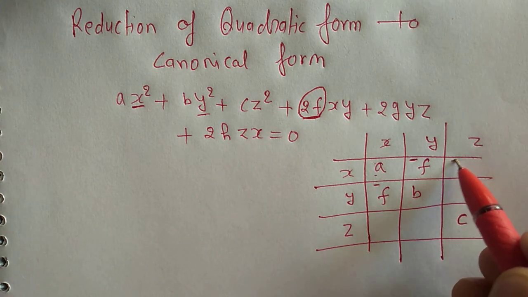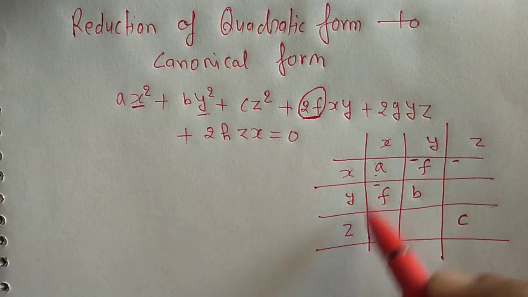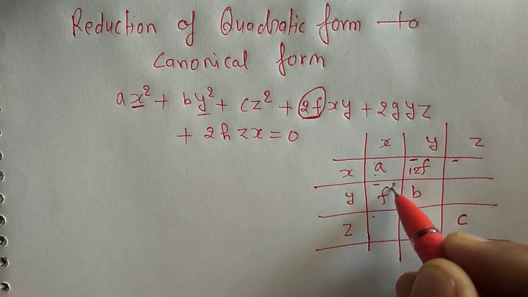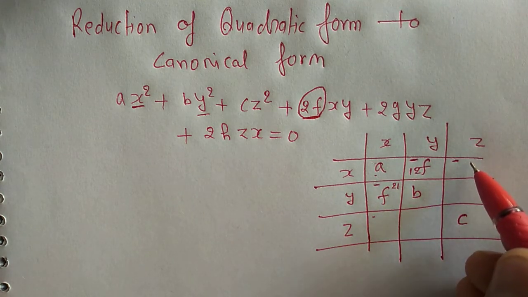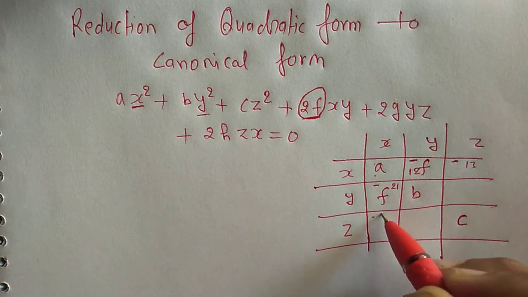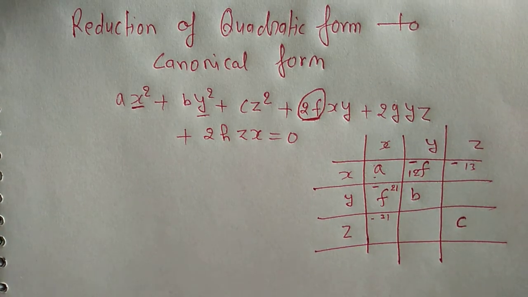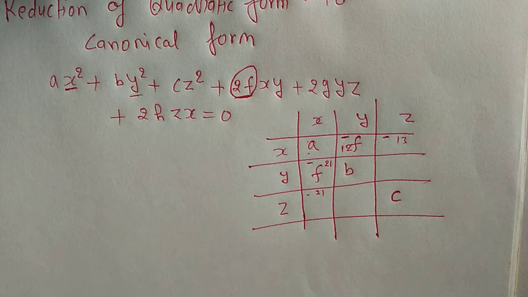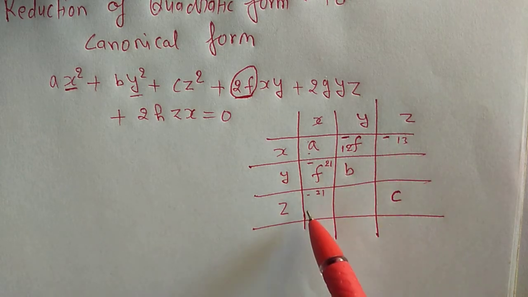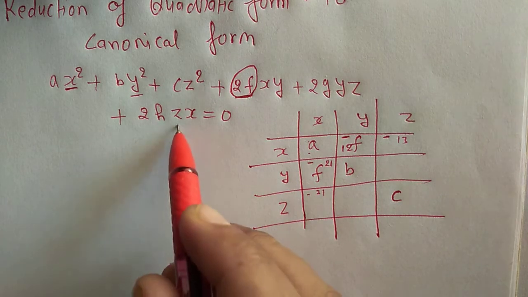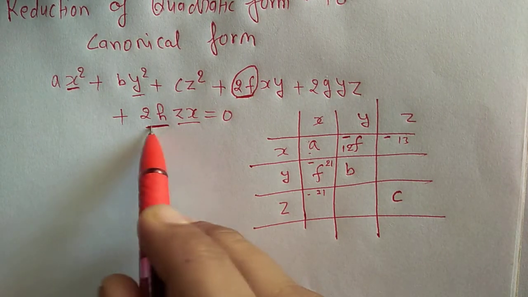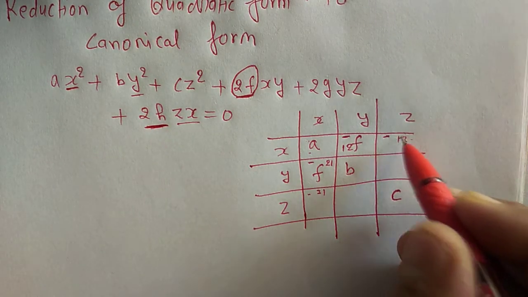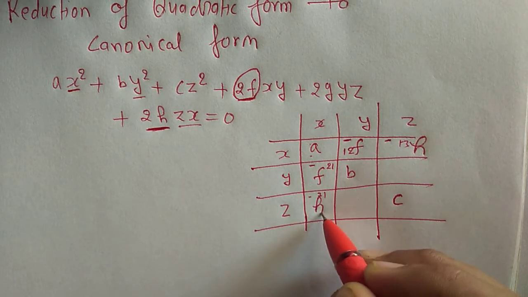Now if you come here, we have xz and zx in this place. This is called the 1 2 place, this is called the 2 1 place. Now this place is called 1 3 and 3 1. So the coefficient of xz and zx both go here. For the coefficient of zx we have 2h, so we put half for xz and half for zx. So we can have here h and here we can have h.